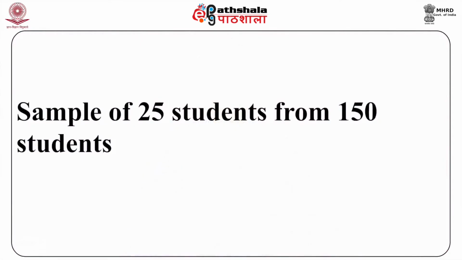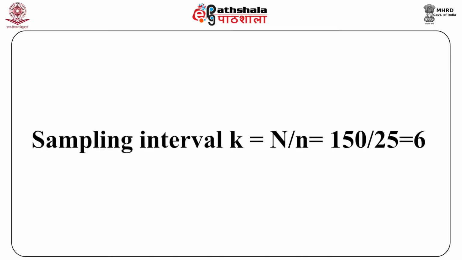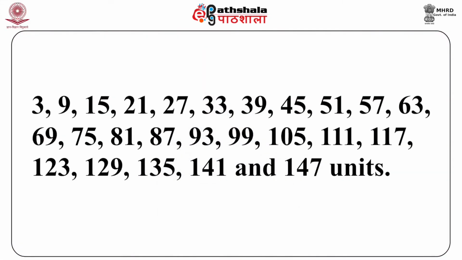Consider an example. Suppose we want to select a sample of 25 students from 150 students. The sampling interval k in this case is equal to capital N, which is the size of the population, divided by small n, which is the size of the sample, and hence is equal to 150 by 25, which is equal to 6. Now select a random integer from 1 to 6. Suppose we pick 3. Then the sample selection begins with the third unit, and then every kth unit, in this case every sixth unit, is considered. Hence the sample would comprise the third, the 9th, 15th, 21st, 27th, 33rd, etc. And this will continue till the last unit.